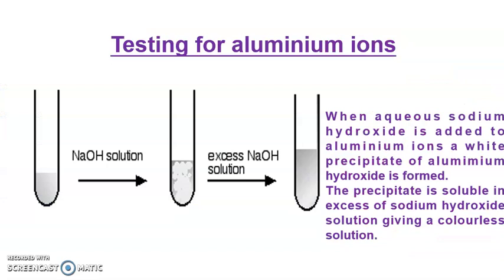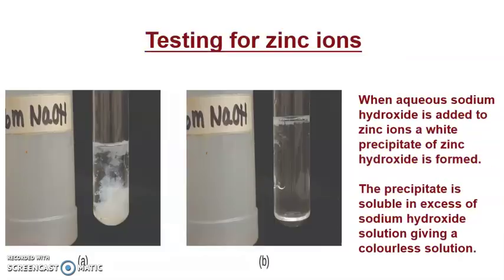Testing for aluminium ions. When aqueous sodium hydroxide is added to aluminium ions, a white precipitate of aluminium hydroxide is formed. The precipitate is soluble in excess sodium hydroxide solution, giving a colorless solution.